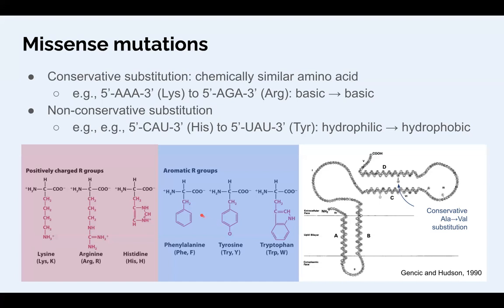So here's just an illustration from a paper that was pointing out the amino acid sequence of this protein, as well as some known mutations that are differences in the amino acid sequence. And here's one that's possible. So alanine to valine was a conservative substitution there.